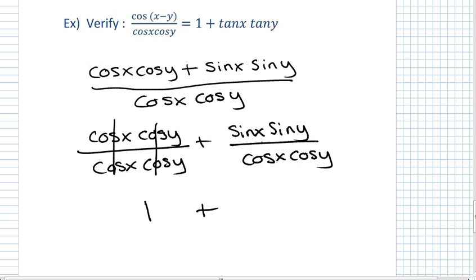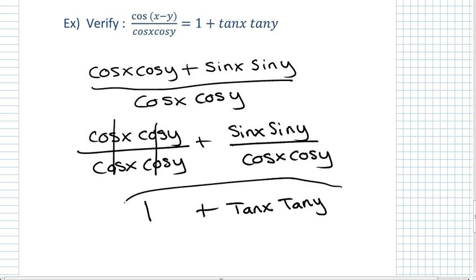Now here you can't cancel anything out, but notice you have sine x over cosine x, so that's the tangent. And you have sine y over cosine y, so that's tangent, but it's y. So that's where you get 1 plus the tangent x times tangent y.